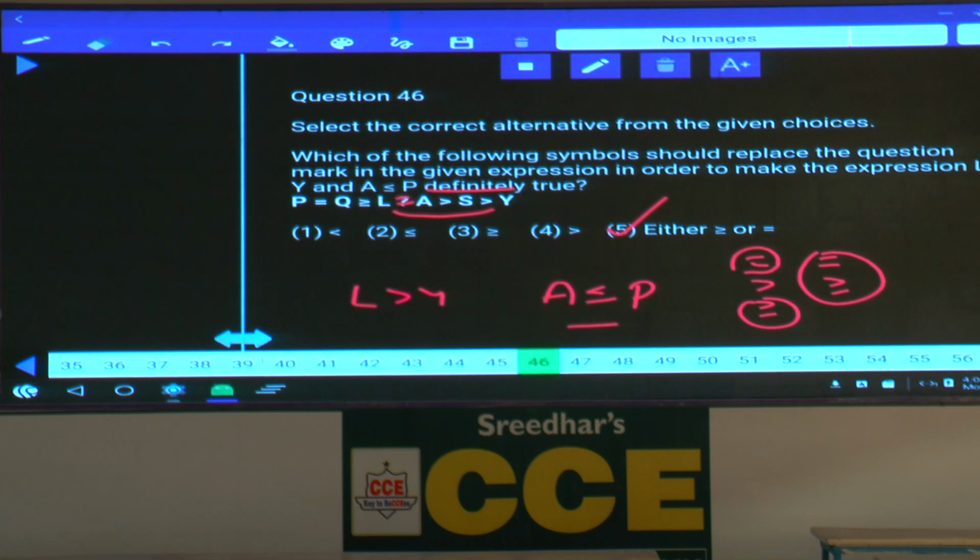Now, for these type of questions, rather than replacing each and every choice in the given question mark, we need to analyze like this. Clear? Hence, choice 5, 46.